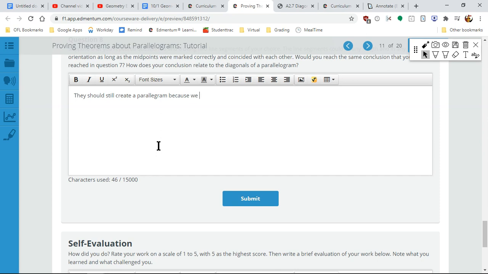because we already proved it. We proved that the diagonals of a parallelogram cross each other, or bisect each other.